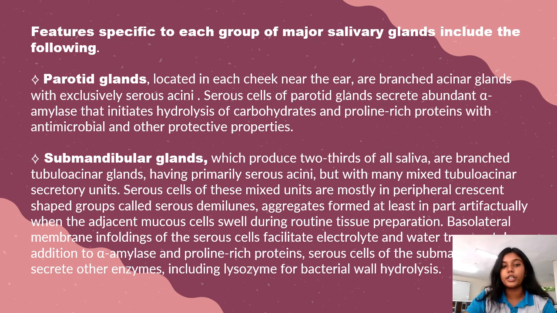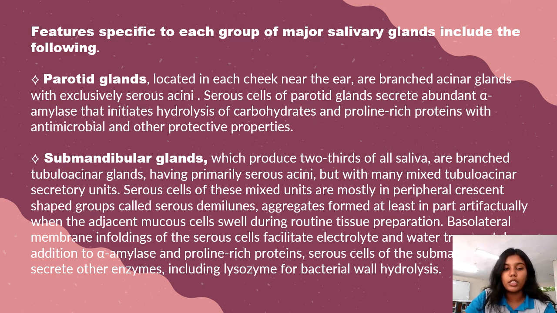The submandibular glands, which produce two-thirds of all the saliva, are branched tubuloacinar glands, having primarily serous acini, but with many mixed tubuloacinar secretory units. Serous cells of these mixed units are mostly in peripheral crescent-shaped groups called serous demilunes, aggregates formed at least in part artifactually when the adjacent mucous cells swell during routine tissue preparation.